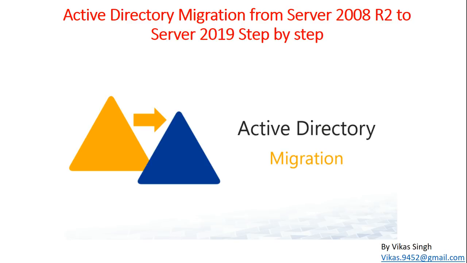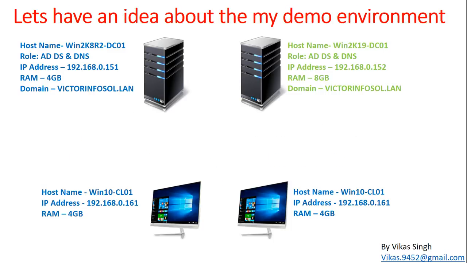So let's start. This is my demo environment which I'm going to use in this video to show how we can migrate Active Directory and DNS. Currently you can see my first server is Win2K8R2DC01. I'm using 4 virtual machines here. The first one is my Active Directory and DNS server. You can identify this is running Win2K8R2, and my domain name is victorinfosol.lan.